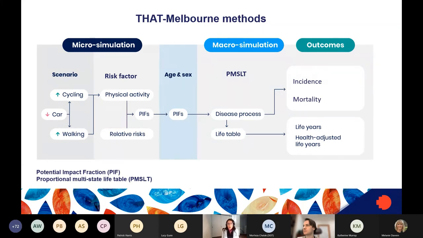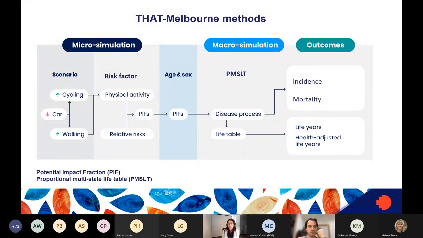And then we move into the macro simulation model, for which we use a model that's called a proportional multi-state life table. Again, we model one proportional multi-state life table for the base case without changes and one for each of the scenarios. The main components are disease processes. We are modeling seven diseases that are associated to levels of physical activity. And these are ischemic heart disease, stroke, type 2 diabetes, lung cancer, colon cancer, and for females only, uterine cancer and breast cancer. We model a disease process where we have proportions of the population that are healthy, become diseased, then they have the disease, and then they die from the disease or they die from other causes.